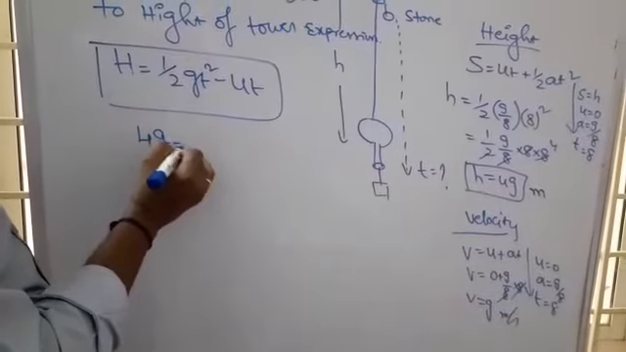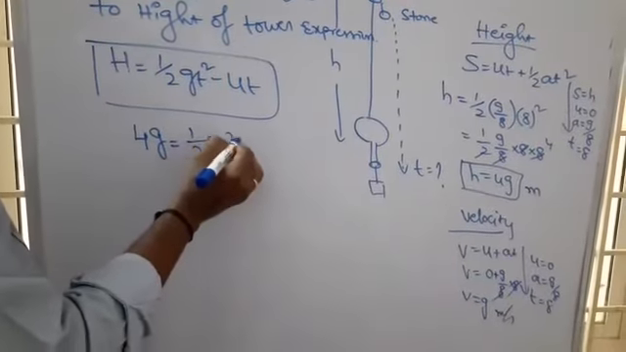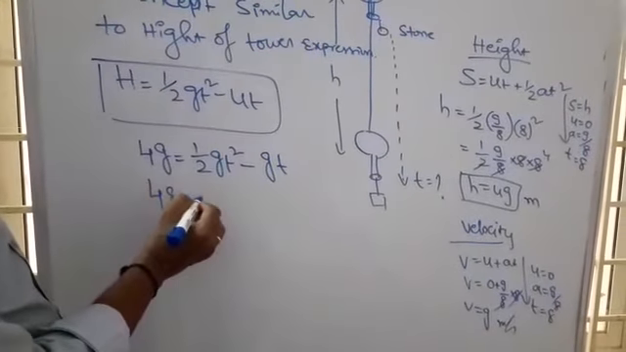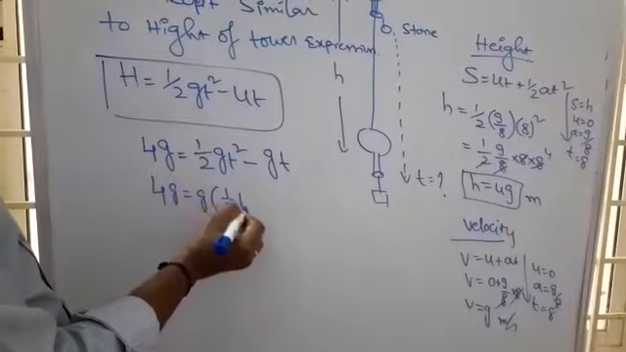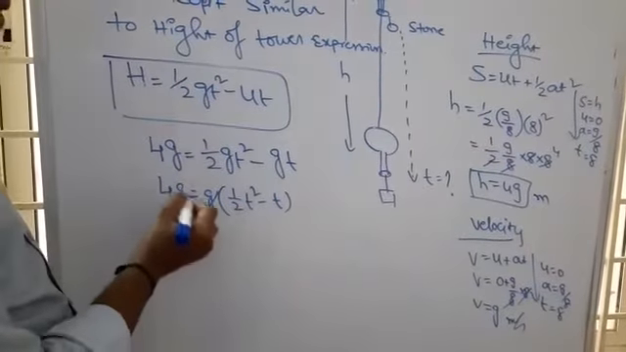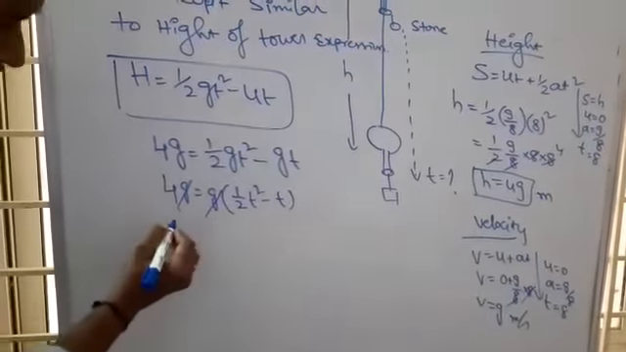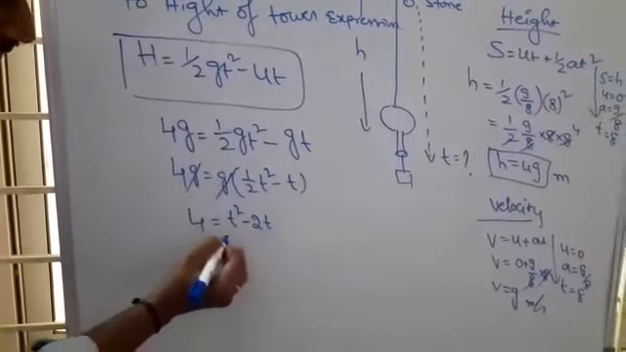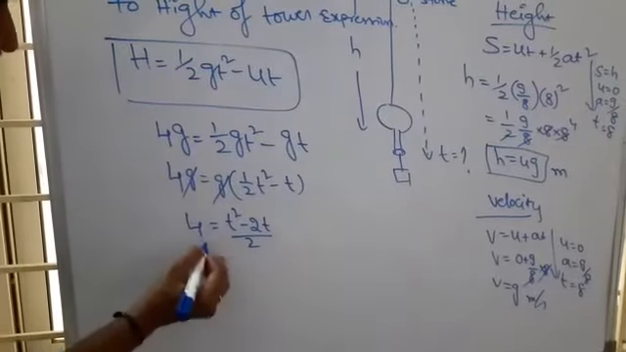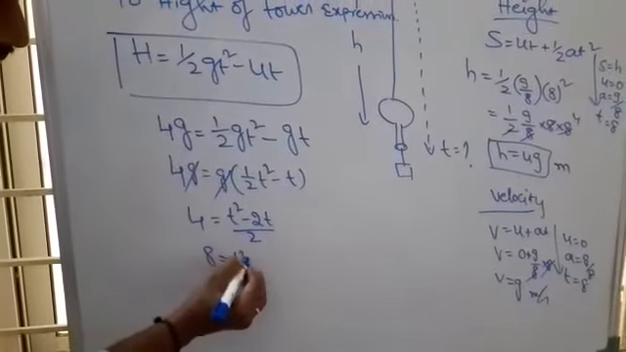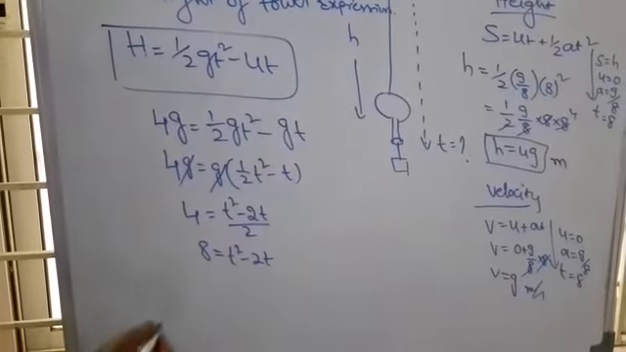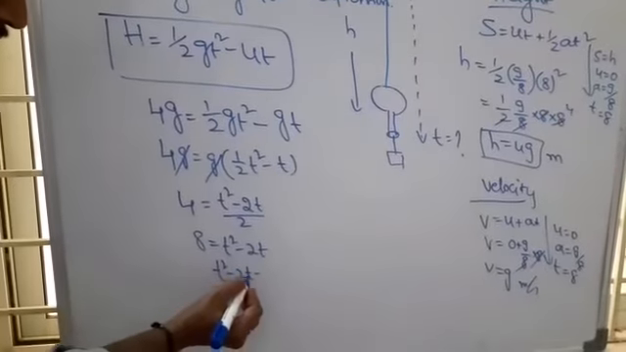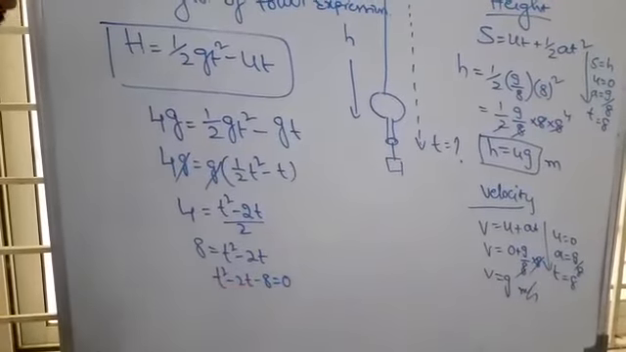h is equal to half g t square minus u t. 4 into g is equal to g into half t square minus t, g gets cancelled. Cross multiplication: 4 is equal to half t square minus t, and multiplying by 2, 8 is equal to t square minus 2t. So t square minus 2t minus 8 is equal to 0.